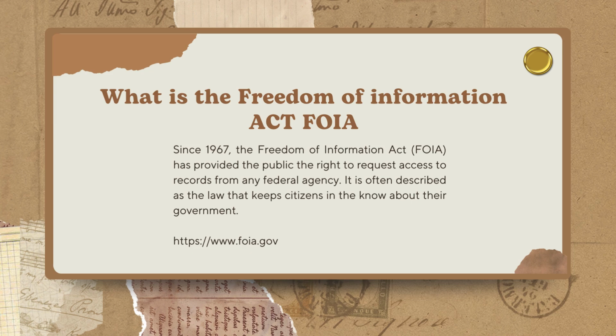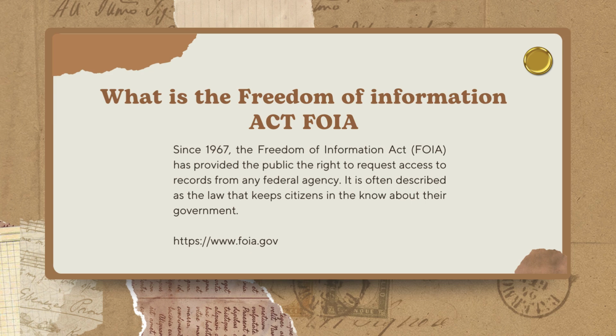Since 1967, the Freedom of Information Act was provided to the public to have the right to request records from any federal agency. This was often described as the law to keep citizens in the know about their government. Some federal agencies are required to disclose any information requested under the FOIA unless it falls under about 9 exemptions, which protect secrets and personal privacy, national security, and law enforcement. The FOIA also requires certain agencies to proactively post online certain categories of information, including frequently requested records.